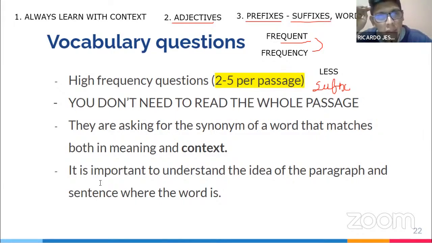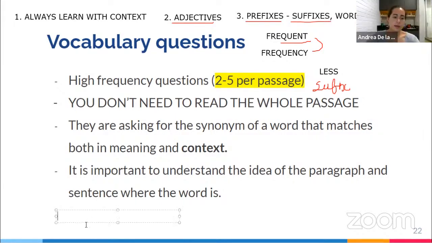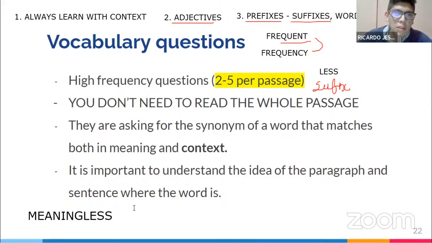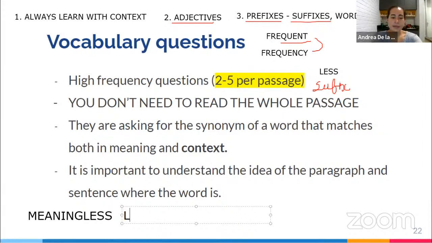Powerless, meaningless. Great. So for example, the word meaningless, right? What does it mean? That it makes no sense, or it lacks sense. Exactly, I like that. The word meaningless basically means lack of meaning, that it doesn't have any meaning. So meaningless, lack of meaning.